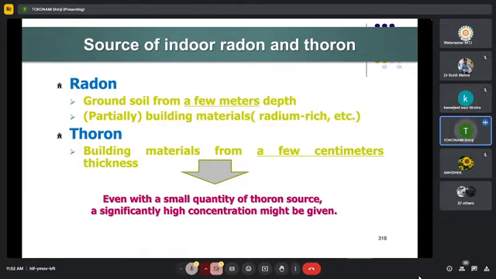Here's the source of indoor radon and thoron. Radon comes from ground soil from a few meters depth, and partially from building materials. In the case of radium-rich material, radium-rich rocks are used in the building materials. The thoron source is building materials, from a few centimeters thickness. Therefore, even a small quantity of thoron source might give a significantly high concentration.